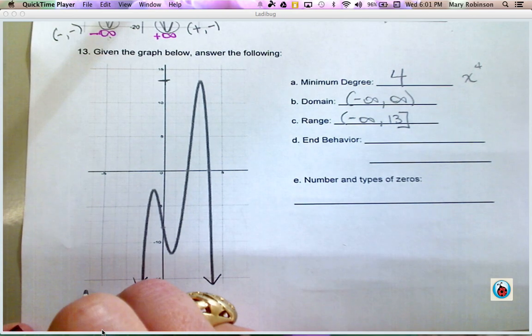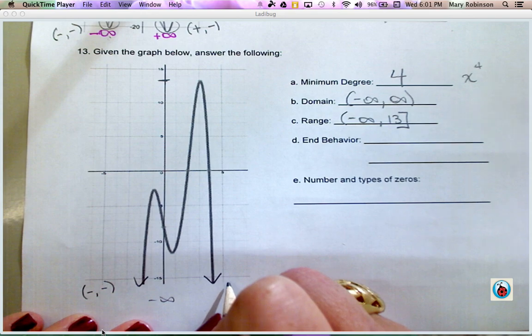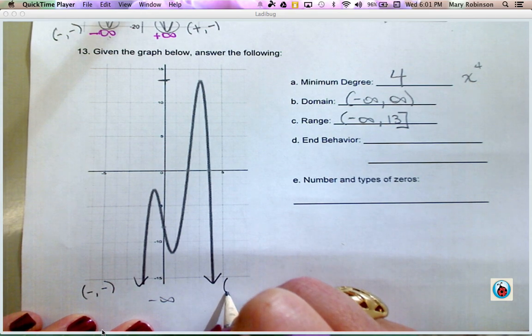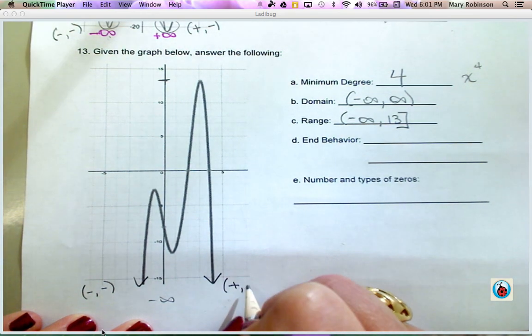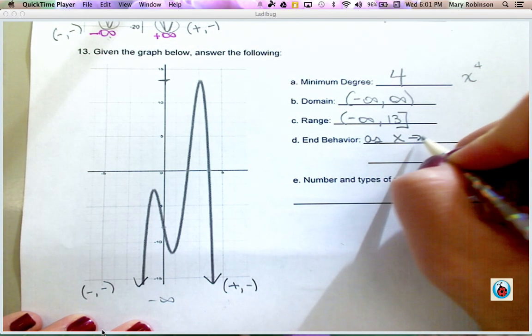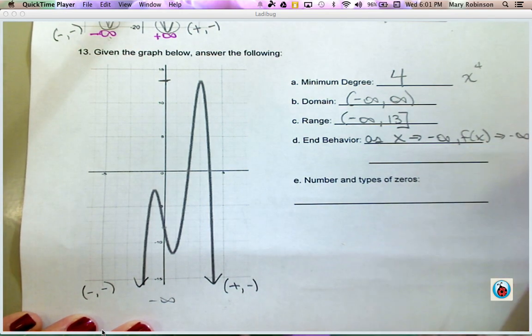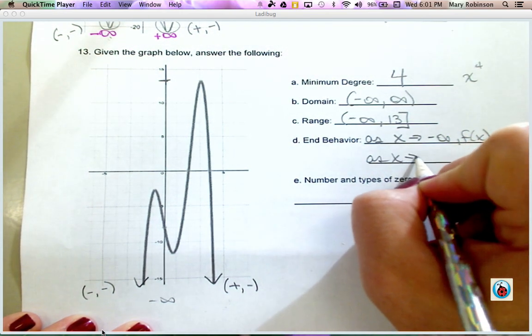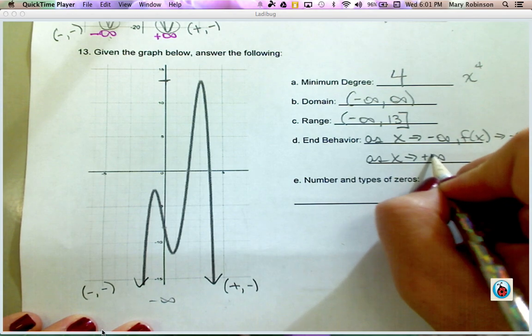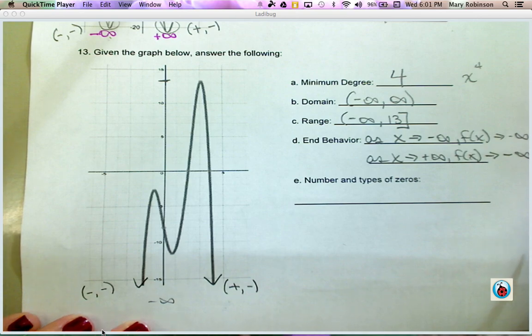Similar to number 12, both ends go down. This end is in quadrant 3, negative, negative. This one is positive, negative. So this will help us write our end behavior. As x approaches negative infinity, f of x approaches negative infinity. And as x approaches positive infinity, f of x approaches negative infinity.